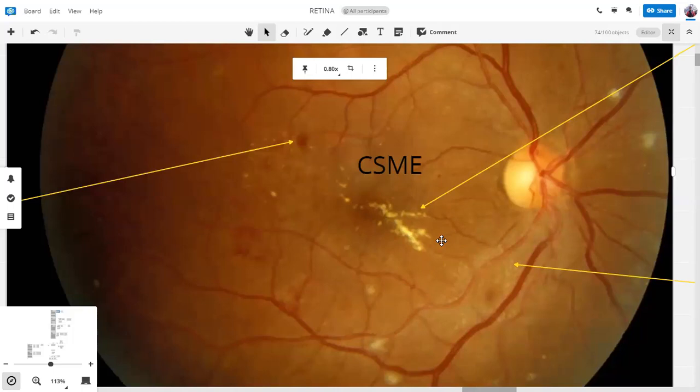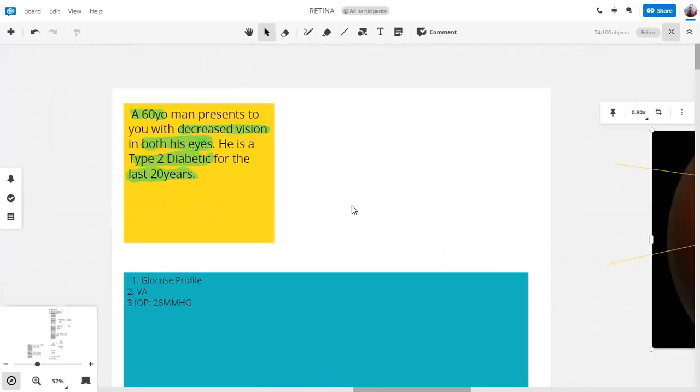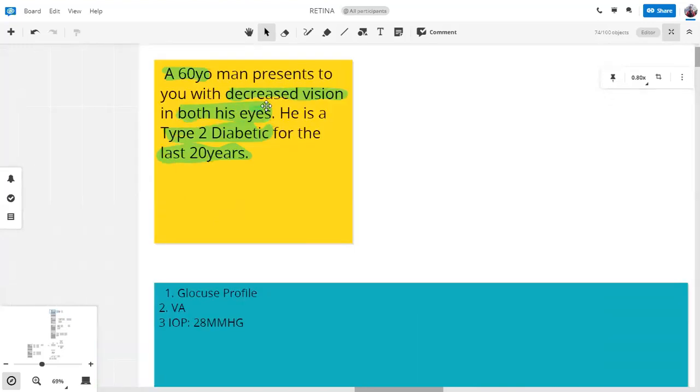You will read that it's around 1,500 micrometers, or something of the sort. So as a comparison to the disc, you can see that these hard exudates are significantly within the area of the macula. So this constitutes clinically significant macular edema in this slide. Okay, so our scenario is more or less the same. A 60-year-old patient presents with decreased vision in both eyes, a type 2 diabetic for the last 20 years.